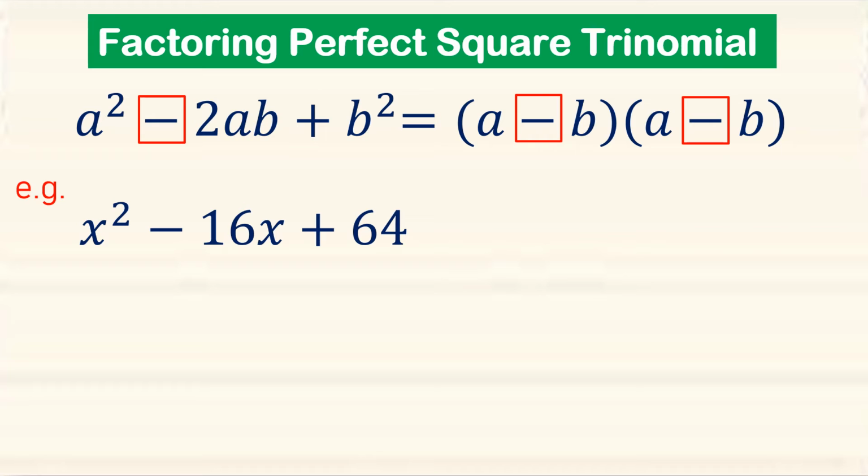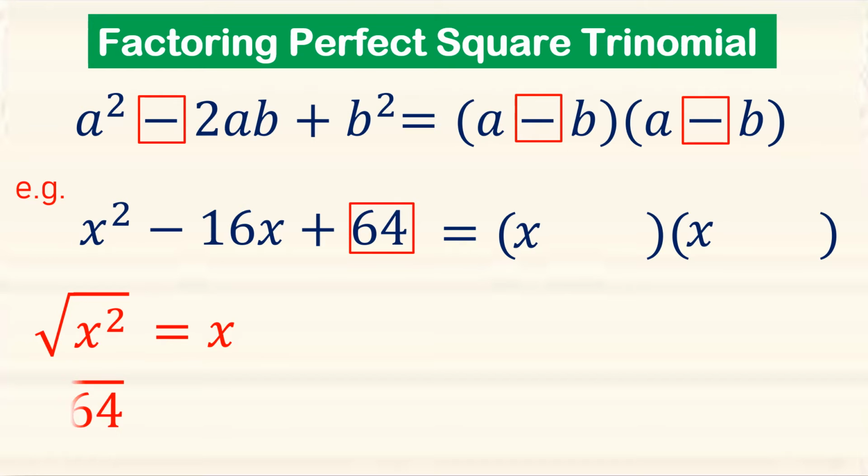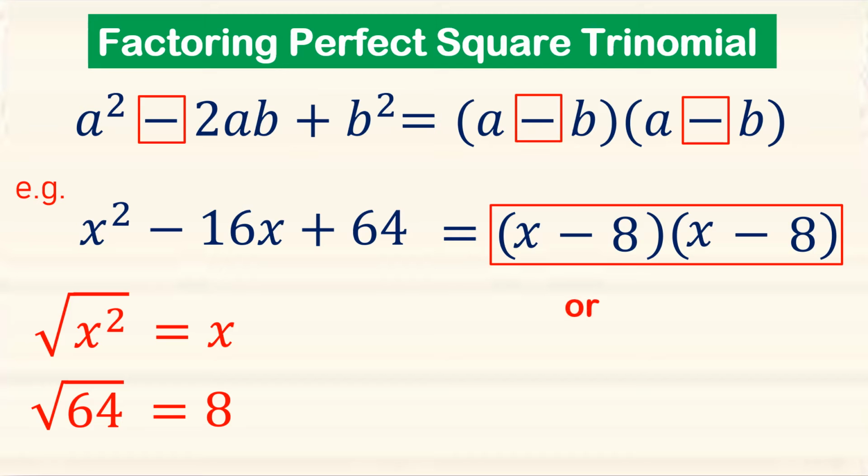So let us take this example, x squared minus 16x plus 64. The first thing we need to do, we have the parenthesis over there, and then get the square root of x squared, which is x, and get the square root of 64, which is 8. So we position 8 and 8, and since the middle term is minus, it is minus and minus, okay? So we have x minus 8 times x minus 8. So in here, we can rewrite this one as x minus 8 squared.